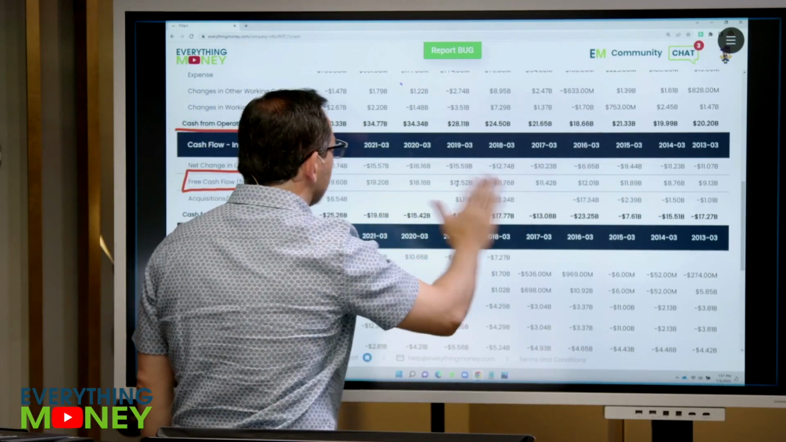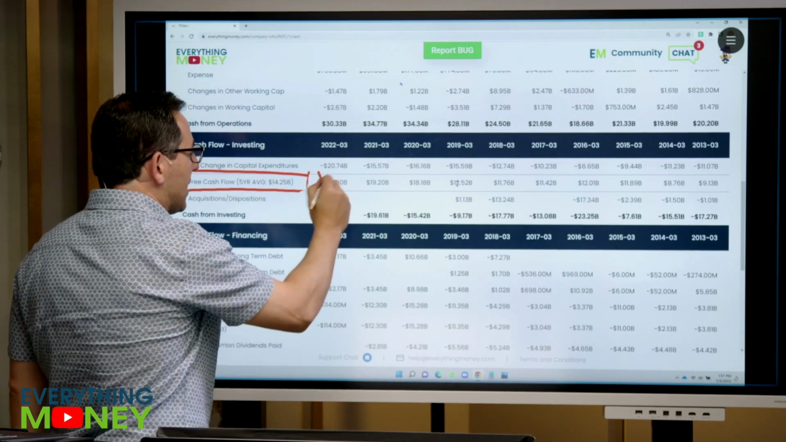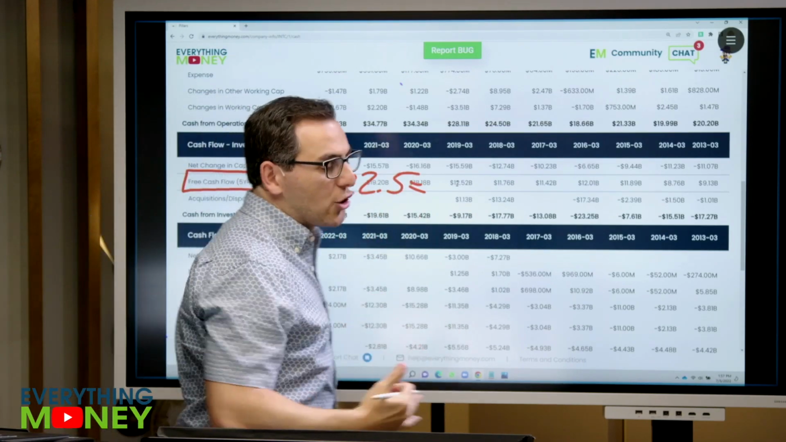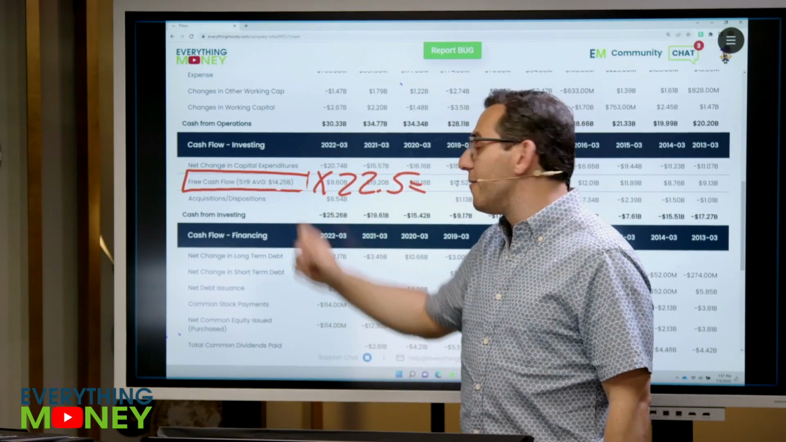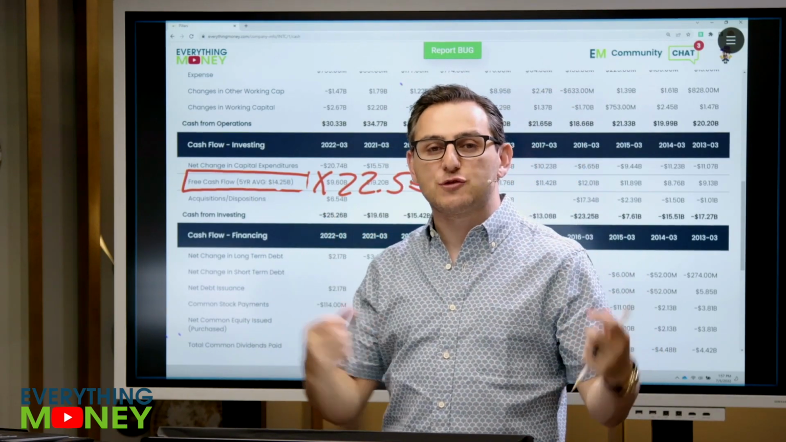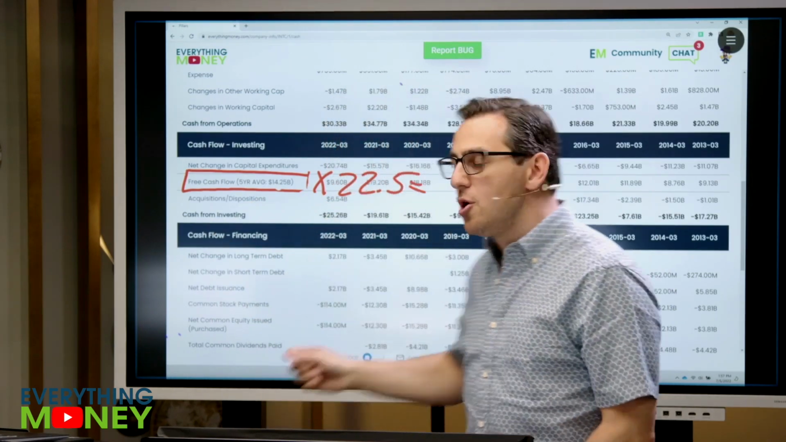In our final metric, we want to take their 5-year average free cash flow multiplied by 22.5. Just like the earnings, we want to see what price for the company we paid based on some sort of multiple of free cash flow. And since earnings and free cash flow should be very similar over long periods of time, we multiply by the same metric.